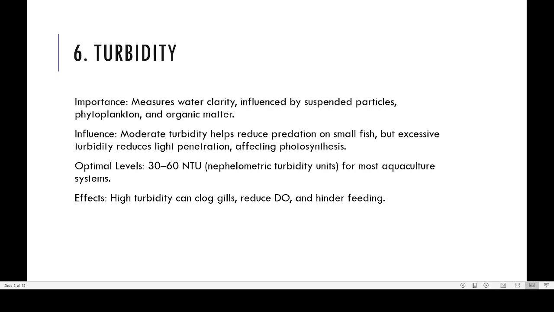The moderate turbidity helps to reduce predation on small fish, because one advantage of moderate turbidity is that it reduces the light penetration, so that fish can have a lot of hiding places. Otherwise, if water is completely clear, just like this, the birds and other predators can easily find the prey.